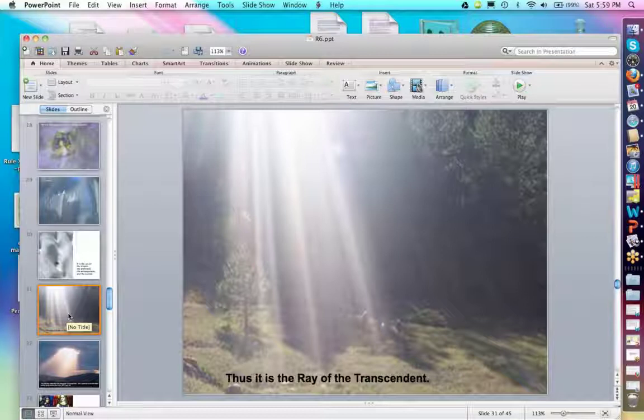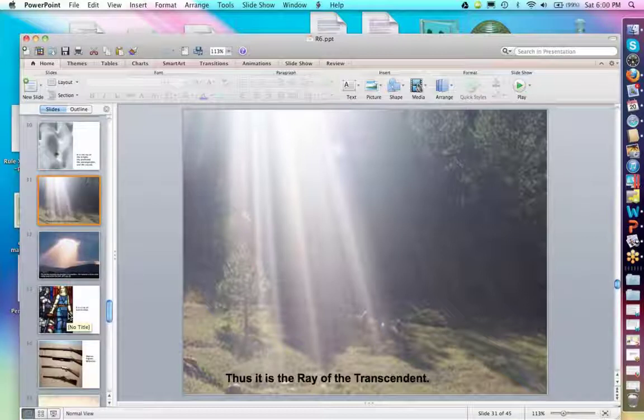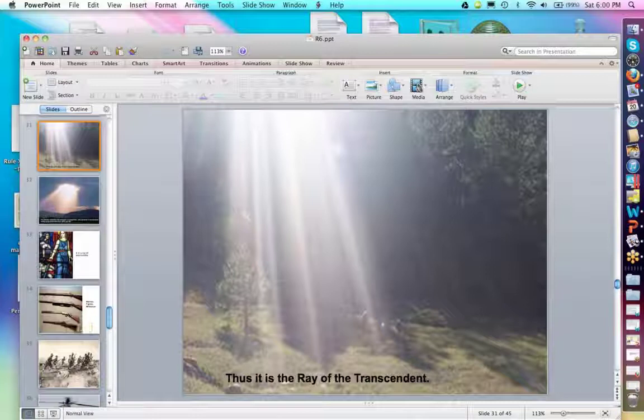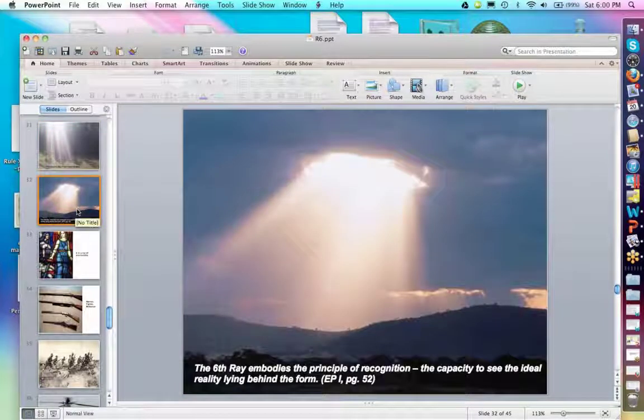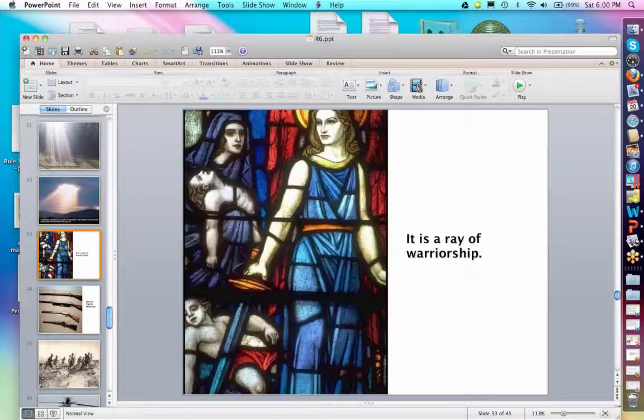The ray of the transcendent. And so many of our religious pictures give us that idea, right? The image of God. It's so inspiring. It is the ray of warriorship.